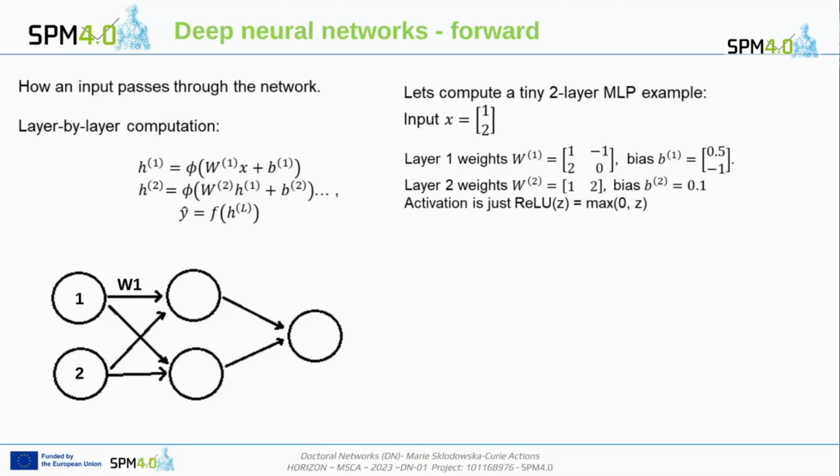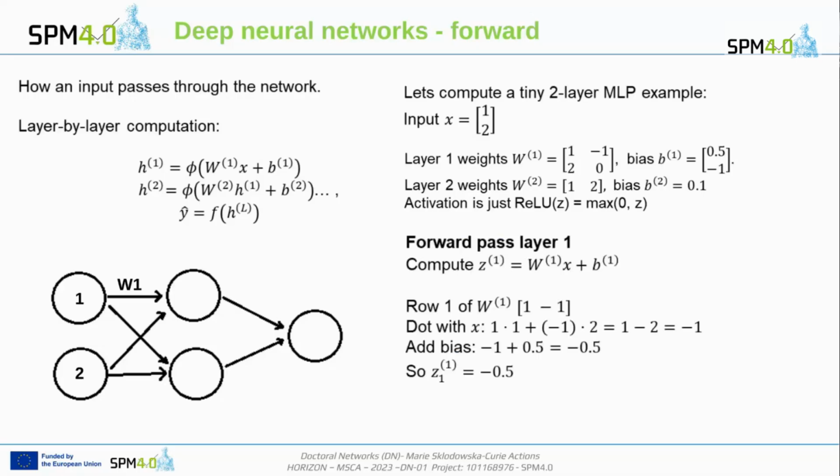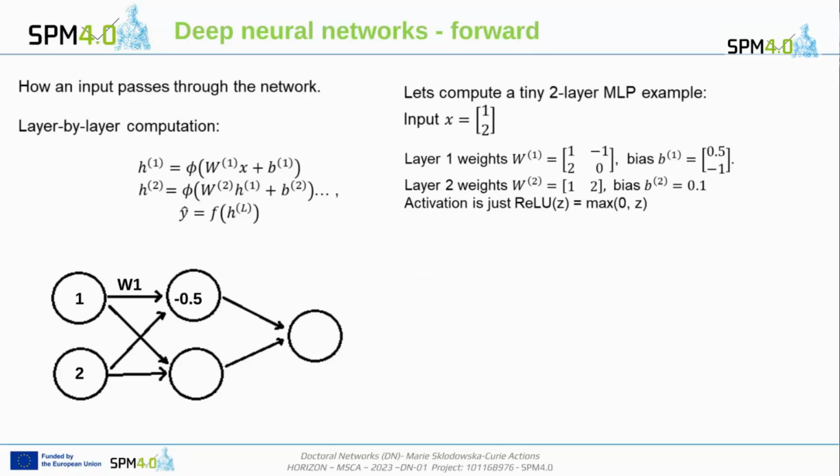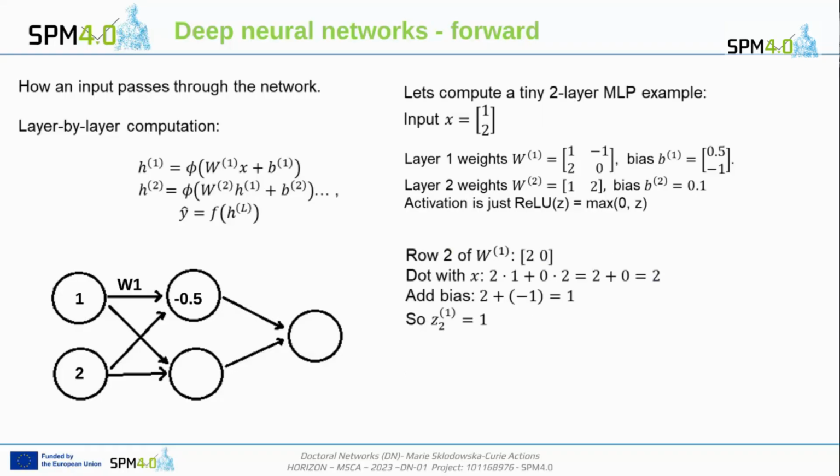Okay, so input 1 times the first weight, and input 2 times the second weight, which gives us, you also need the bias, so you get minus 0.5. Then you do the same for the second row. So 2 times 1 plus 0 times 2, and add the bias, you get 1. Okay, well, super simple.